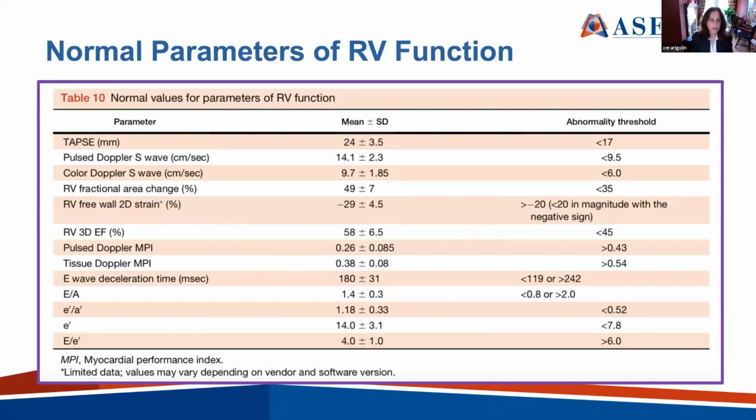Here's another table from the chamber quantification guidelines from 2015, looking at normal values for RV function. These are pretty much the numbers that I gave you during this presentation. And these numbers here, this abnormality threshold column, are important for you to remember when you are studying for your exam, and actually when looking at interpretation of your echoes in your institution. So just keep these numbers in mind.